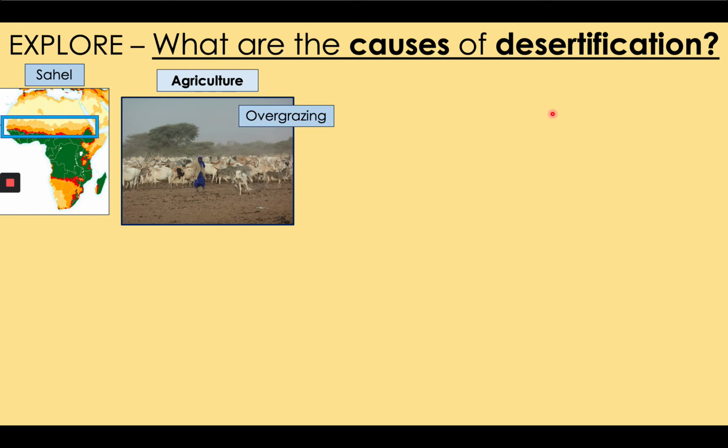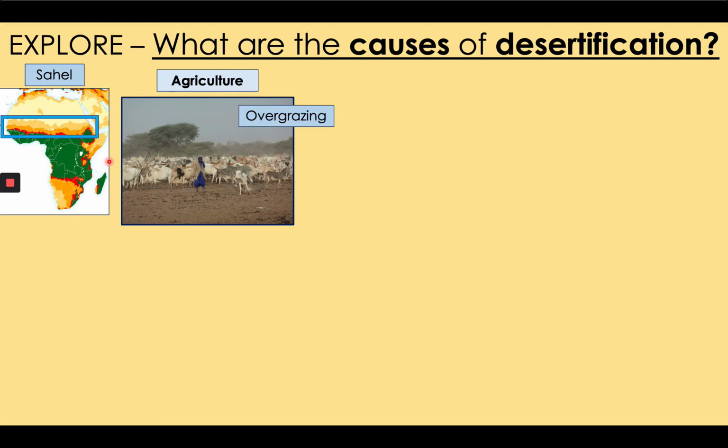Overgrazing. What is that? Again, a large number of people in the Sahel region of Africa depend on agriculture and cattle ranching, livestock farming for their incomes and for their food. Subsistence farmers who grow food and livestock for eating, and commercial farmers who grow food to sell, both do this.